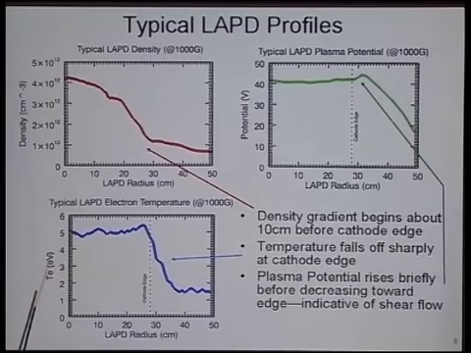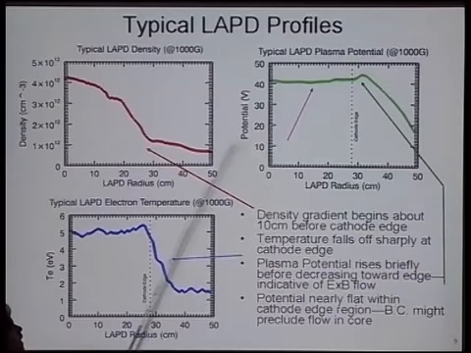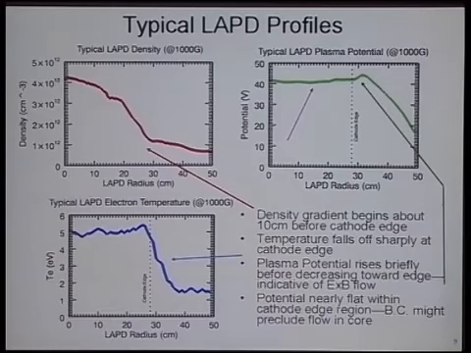And similarly, the plasma potential is constant within the cathode region. And then when you get right outside the cathode edge, you see a little bit of an increase in potential, which indicates E cross B flow right at the cathode edge. And then the potential reverses value and decreases basically linearly to the wall of the chamber, which is at ground, so zero potential. And so both changes in potential are indicative of E cross B flow in those regions.